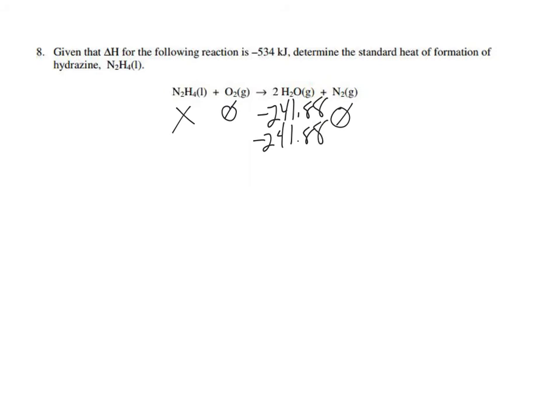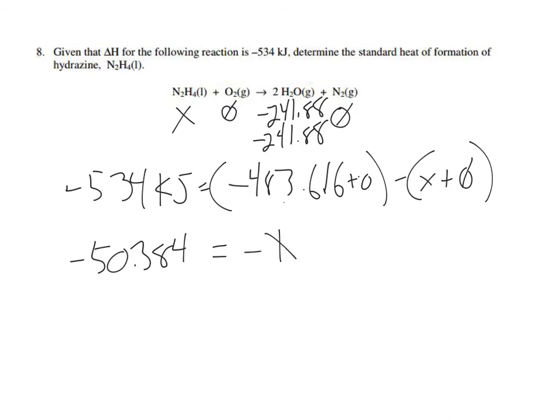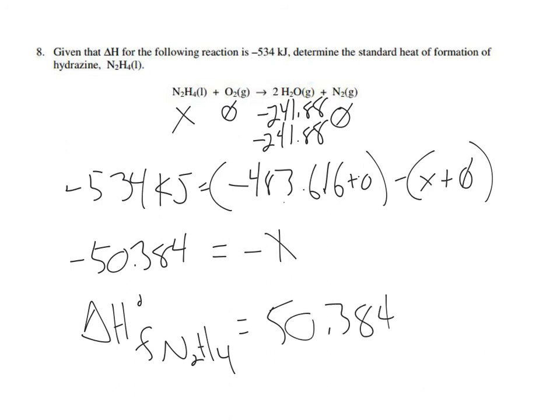So that means that the heat of the reaction, which is negative 534 kilojoules, is equal to negative 241, not negative 241, it's negative 483.616 plus 0 minus X plus 0. Okay, so we do that out and we get negative 50.384 is equal to negative X. Therefore, the heat of formation of N2H4 equals 50.384 kilojoules.